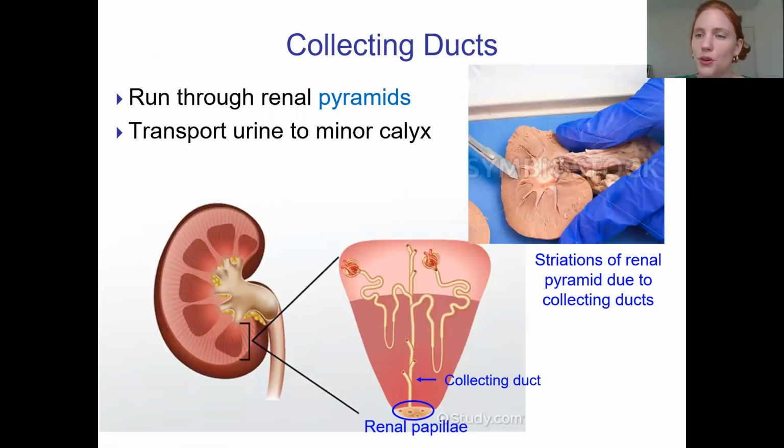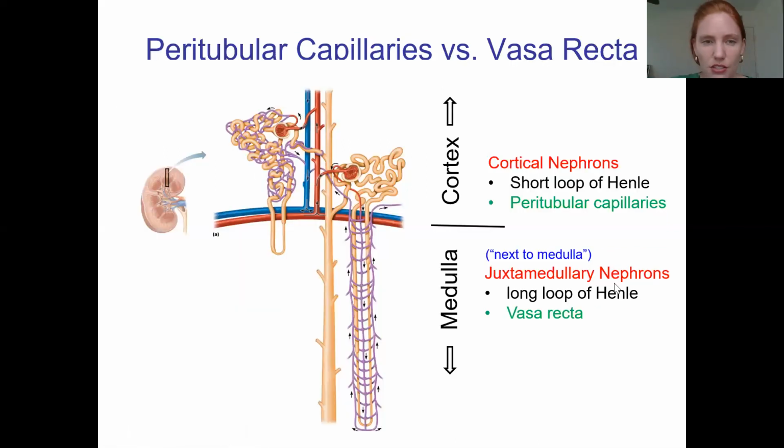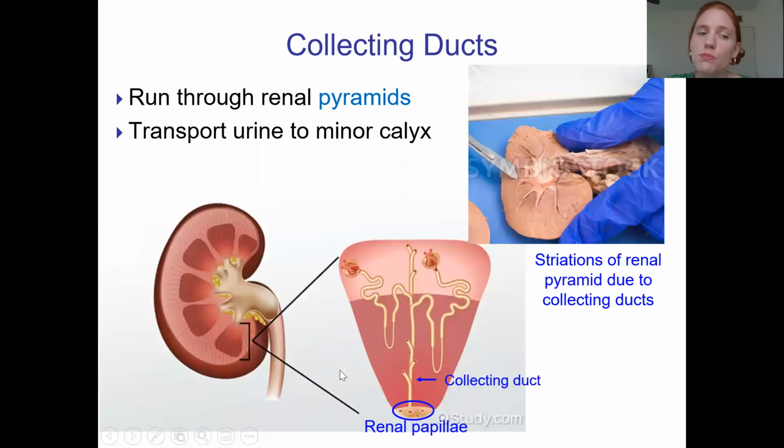Collecting ducts. So I want to just real quick follow the path of the urine. Here we filter everything out. It traveled from the proximal convoluted tubule down into the loop of Henle, up through the distal convoluted tubule, and then that's going to dump it into the collecting duct. And as you see in this picture here, the collecting ducts are going to run through the medulla. And more specifically, they're going to run through the pyramids of the medulla.